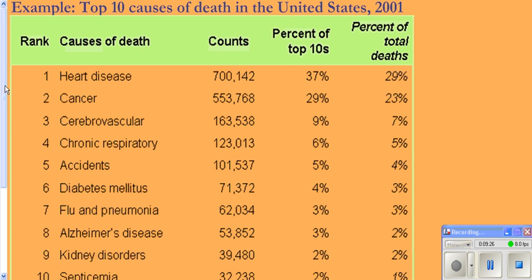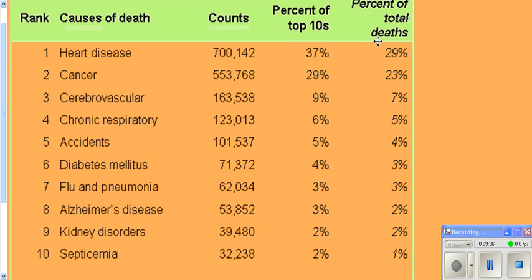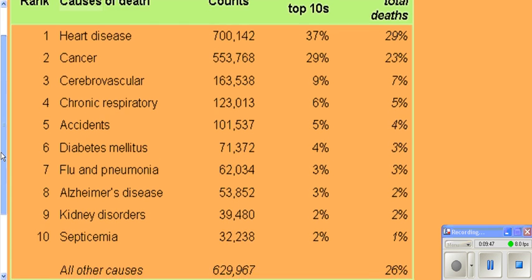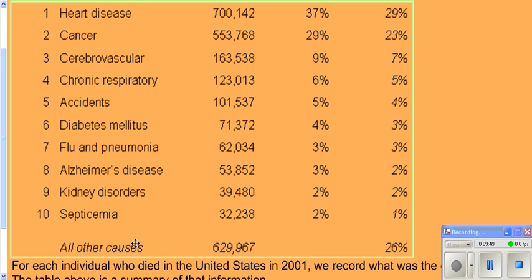So let's take a look here at the top 10 causes of death in the United States. We have our categories over here on the left. On the right, far right, we have percent of the total deaths. Here we have percent of the top 10. Here you have your counts. Now, not everybody falls within one of these categories, so that's why there's an other category down here.